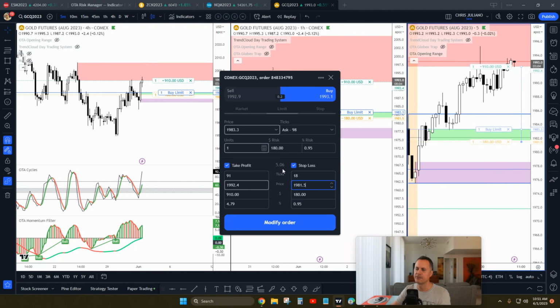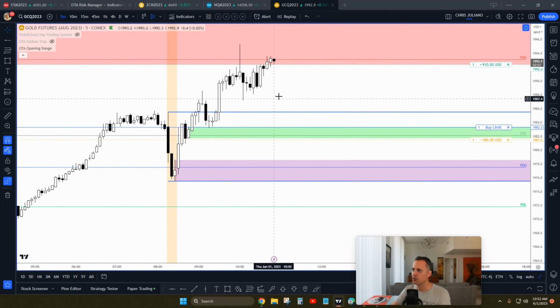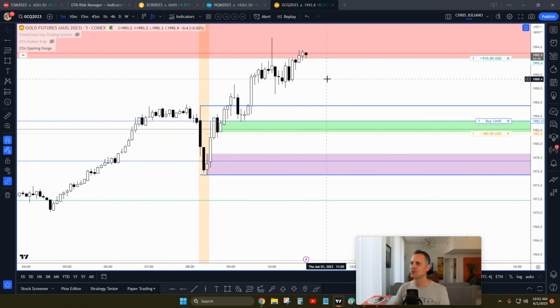$910 move, a 5 to 1. Hits that 5 to 1, beautiful move, and happens very quickly. Let me blow this up a bit and show you what I did today using Fibonacci, which is why I did not get into this trade. I was trying to get a better price. So I used Fibonacci retracement.